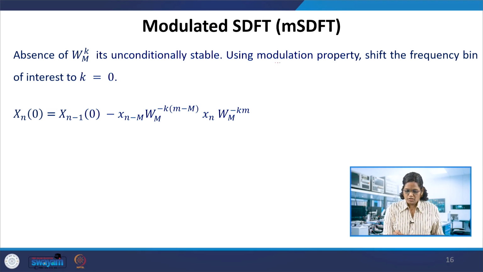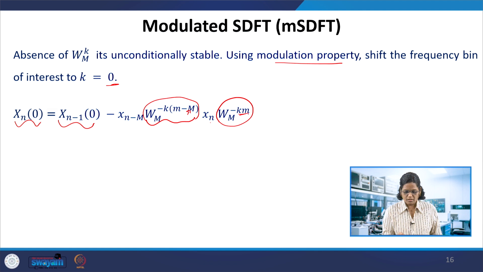So using the modulation property to make it more and more stable, to avoid the R in that, we shift the frequency bin of interest. Whatever kth bin we are interested in, shift that bin to the 0th bin. So how are we going to do that? X_n[0], that is the previous instant one, and modulating using the modulation property, if we shift this n minus M, then that needs to be multiplied with the frequency factor. This is the modulation property W_M^{k(n-M)}. You can see the shift over here in the frequency shift. Then for x[n], similarly the modulation property W_M^{kn}.